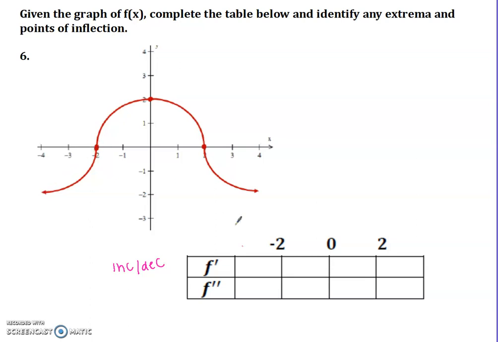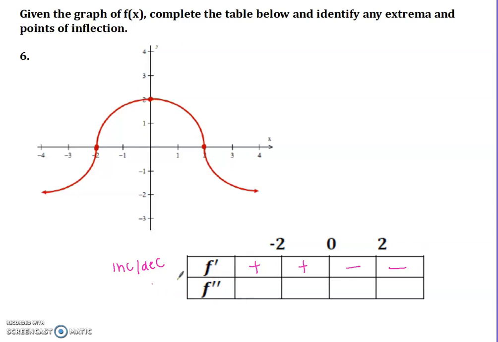Okay, you can see you're going up here, so that means increasing, so it's positive. Then from -2 to 0, you're still going up, so positive. But then from 0 to 2, you're going down, so that would be negative. And then from 2 on, you're still going down, so that one will also be negative.